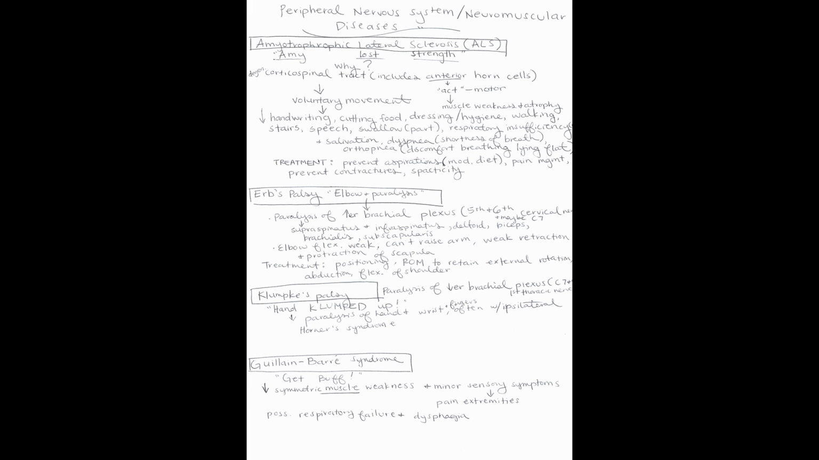Then we have Guillain-Barre syndrome, and for GB, I think of get buff. Because this results in the opposite. With Guillain-Barre syndrome, the person has symmetrical muscle weakness and minor sensory symptoms, which includes pain in the extremities. There is possible respiratory failure and dysphagia.